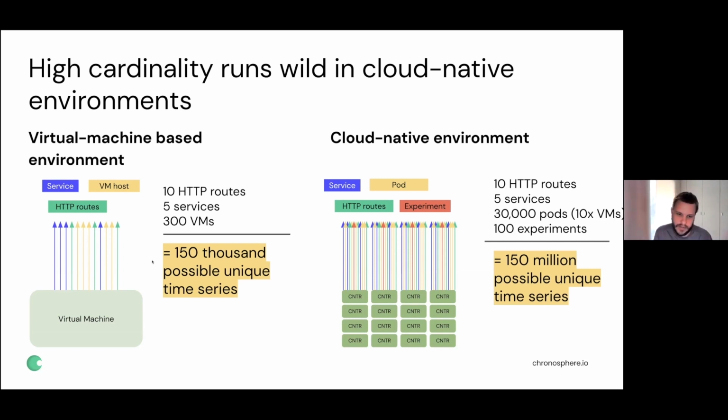So when you start to add in some of these variables that a lot of folks are using in a modern cloud native environment, you start to see the multiplications on this basic set of telemetry data really amp up. You can see this multiplier of 100x on the number of instance counts because you're now running them in smaller pods in a Kubernetes cluster or a different kind of compute cluster. And then also 100x, say, on the different experiments that might be live at any one time being processed by these containers. You end up going from 150,000 possible unique time series to 150 million.